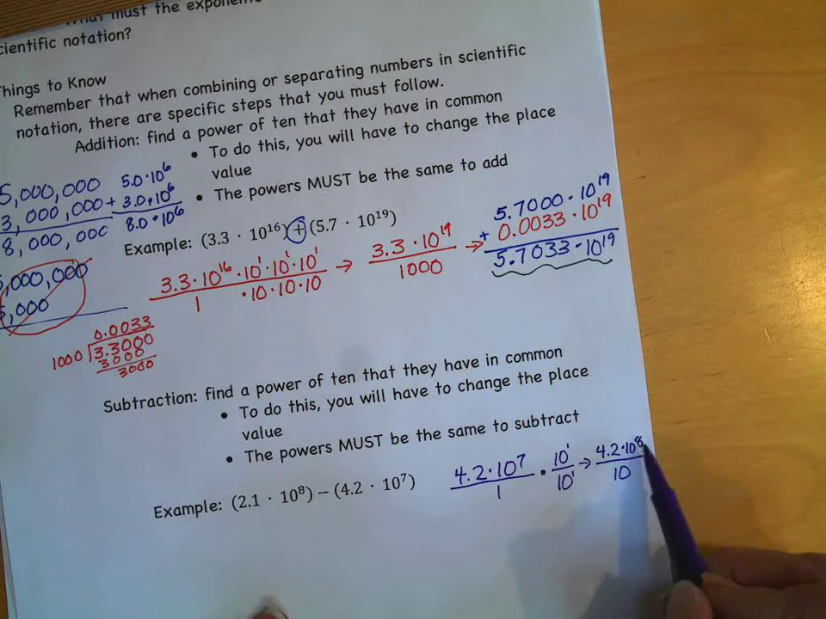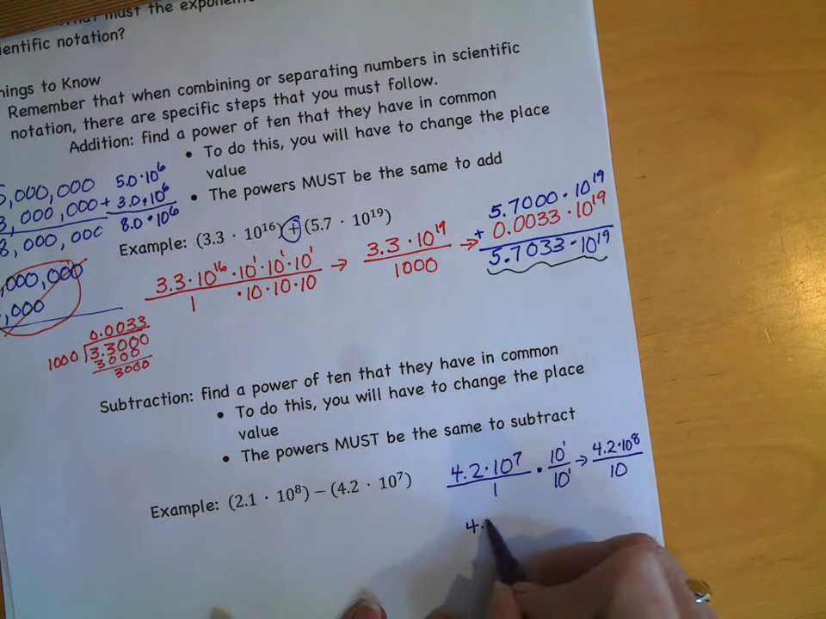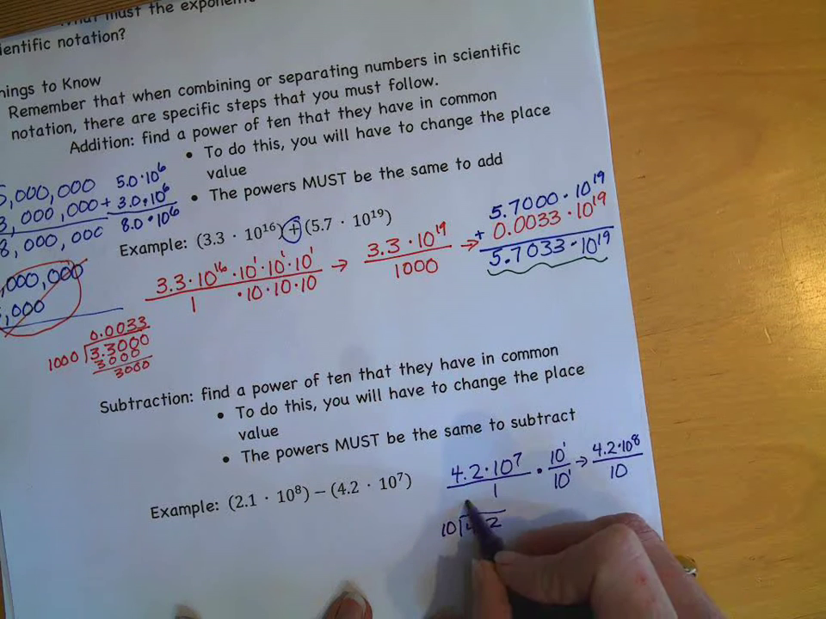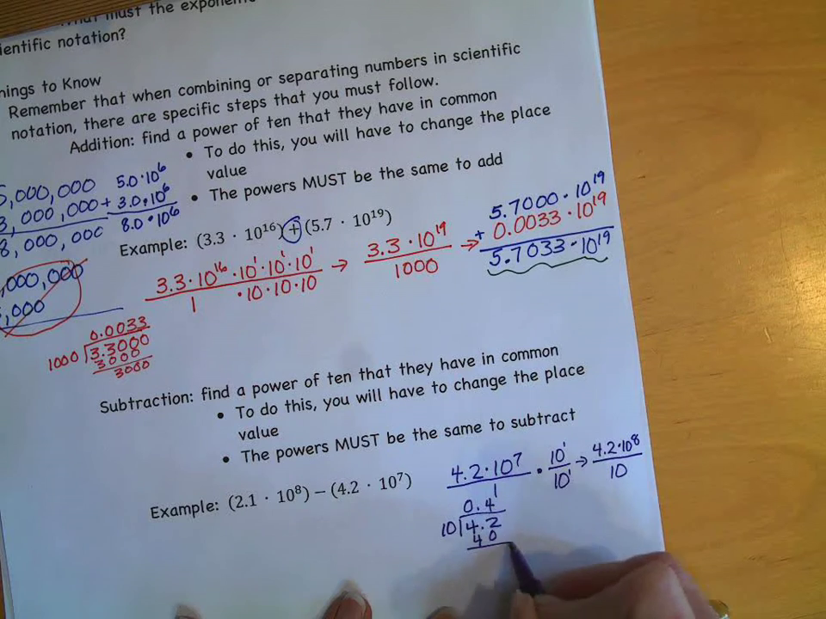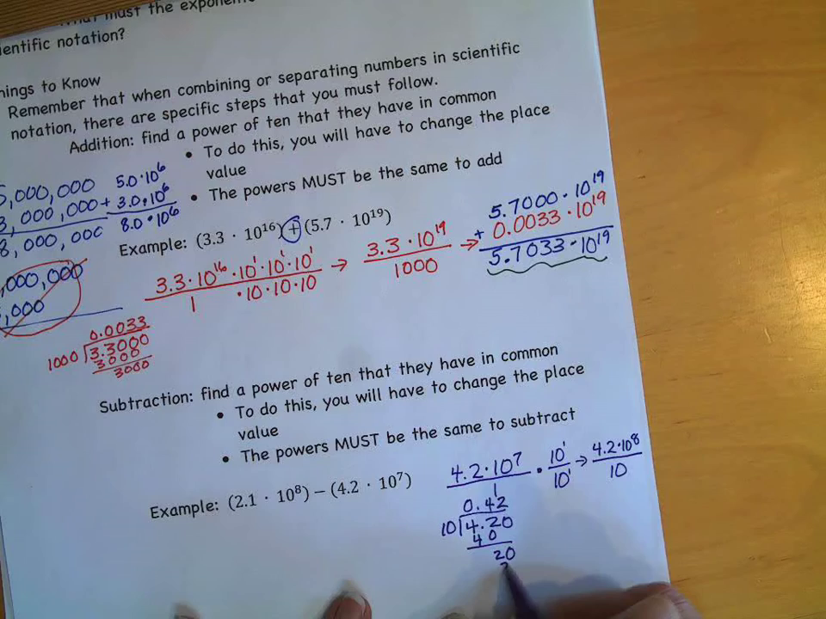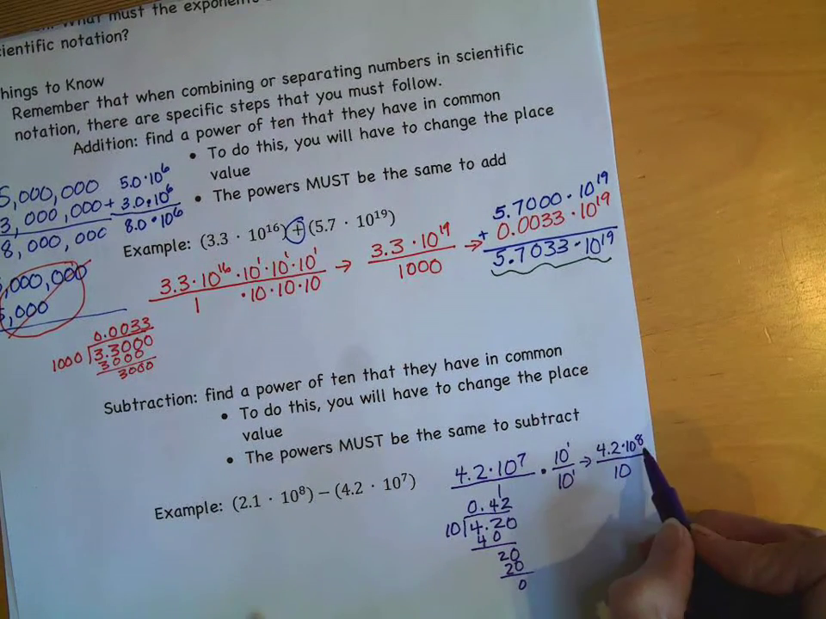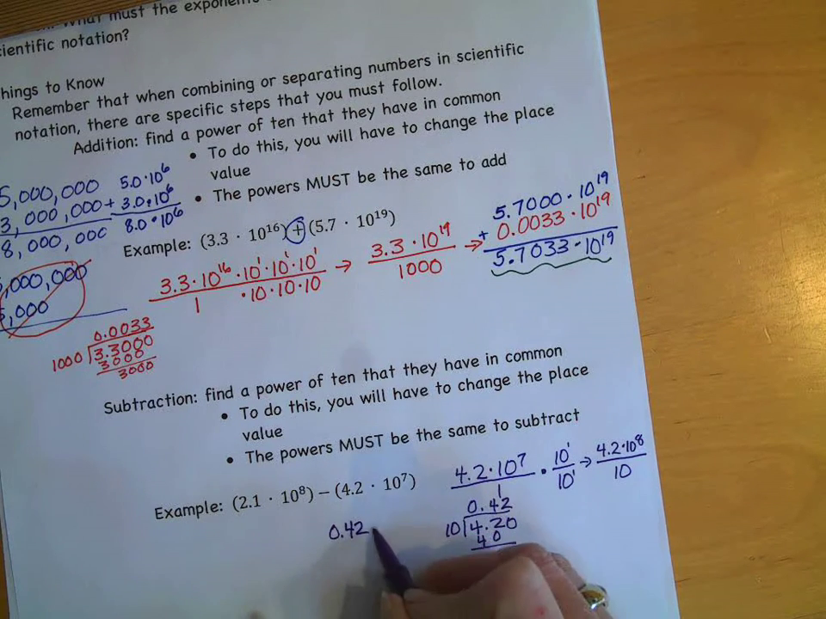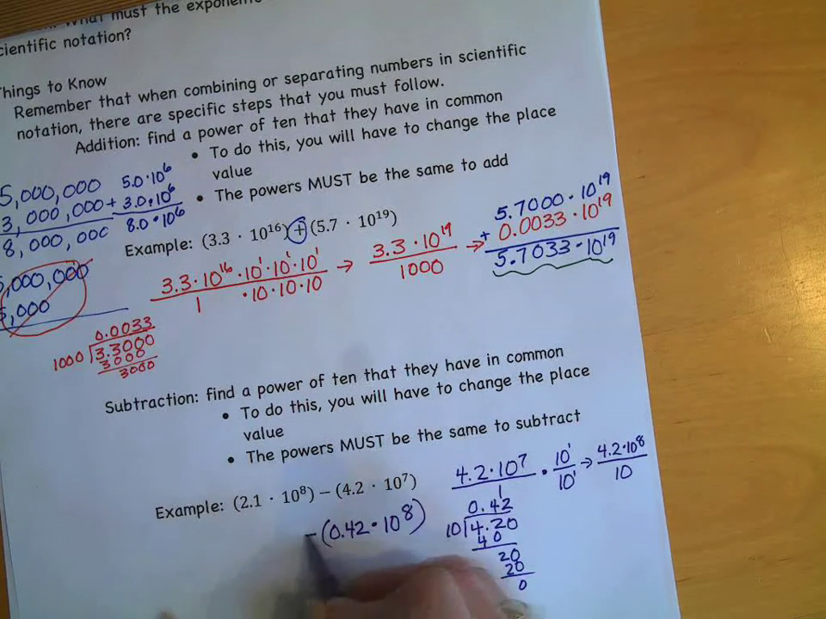Okay, so now read what we're supposed to do. 4 and 2 tenths times 10 to the 8th divided by 10. So now I have to take 4 and 2 tenths and divide it by 10. Can 10 go into 4? The answer is no. Can 10 go into 42? Yes, 4 times. Can 10 go into 20? Yes, 2 times. And now we're there. So now this number, when we converted it so that it has the same place value, we now have 0 and 42 hundredths times 10 to the 8th.